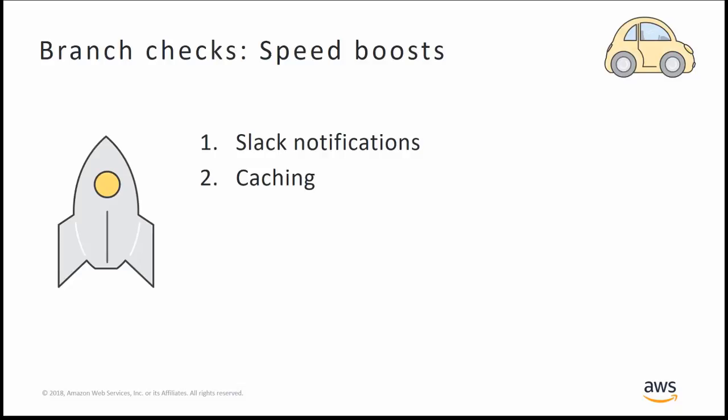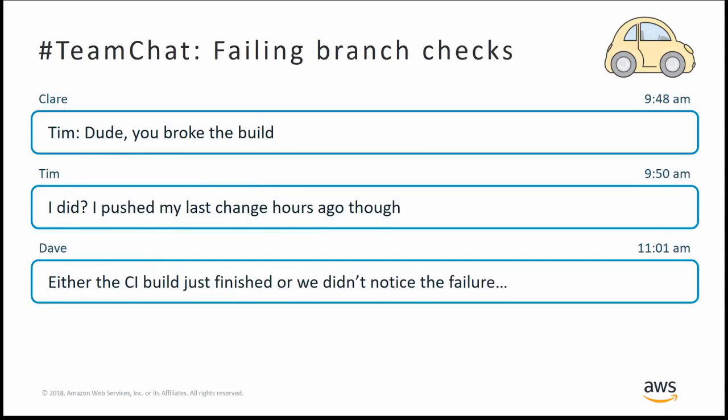Let's look at a couple of speed boosts for branch level checks to make sure we're taking full advantage of this technique. The first is going to be Slack notifications, and then we'll also look at caching. So for Slack notifications, again, one of the problems that we saw even with nightly checks was making sure that we're paying attention to the fact that the builds are failing for our automated checks in our CI process. So here, someone broke the build, but no one paid attention to the fact that the CI build actually failed, and several hours passed before that got resolved.